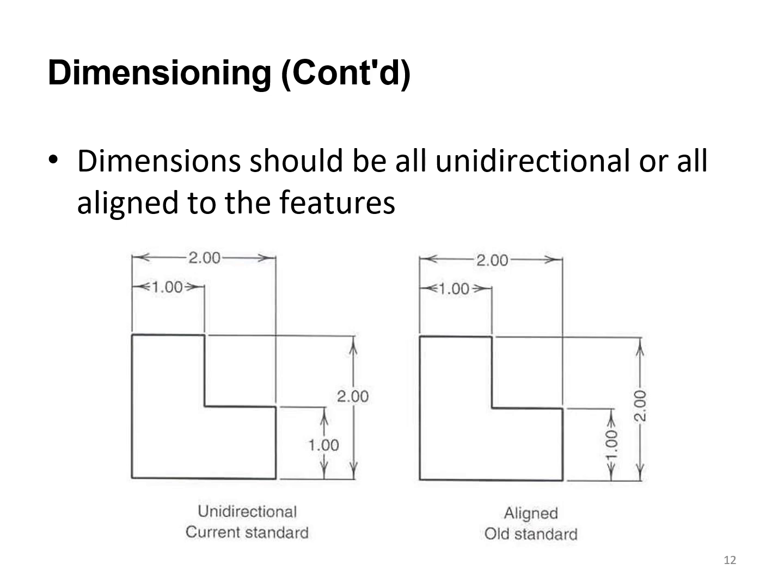Some of the dimensions should be all unidirectional or all aligned to the features. So for example, once again, here we have the dimension to be unidirectional coordinate standard. You can see that we have the 2 and 1. Here we have the 2 and 1 with the horizontal line. For the aligned or the standard one, we should always have the number parallel to the lines of the dimensions.